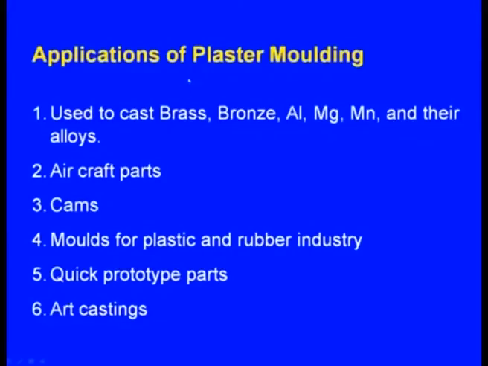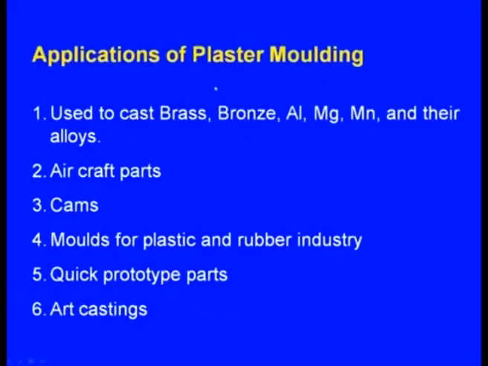Now these are the applications of the plaster molding process overall. Plaster molding is used to cast brass, bronze, aluminum, magnesium, manganese and their alloys. And remember, this cannot be used for making ferrous castings. Aircraft parts can be made using plaster molding, cams can be made, molds for plastic and rubber industries can be made, and quick prototype parts can be made. Not only that, art castings can be made using the plaster molding process.